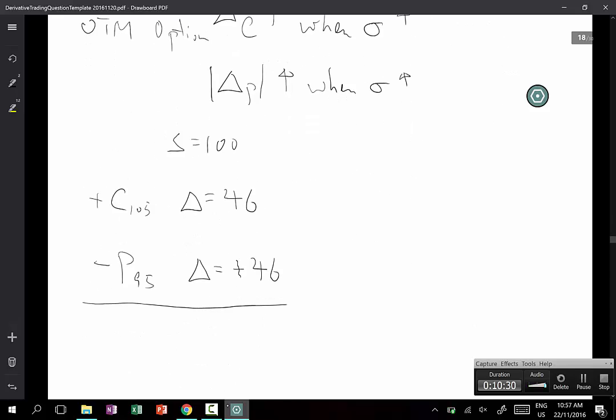So here, if you were to put on a hedge, you would need to short 92, because you are long 92 there. Now what if the share price goes to, let's just say, 97?